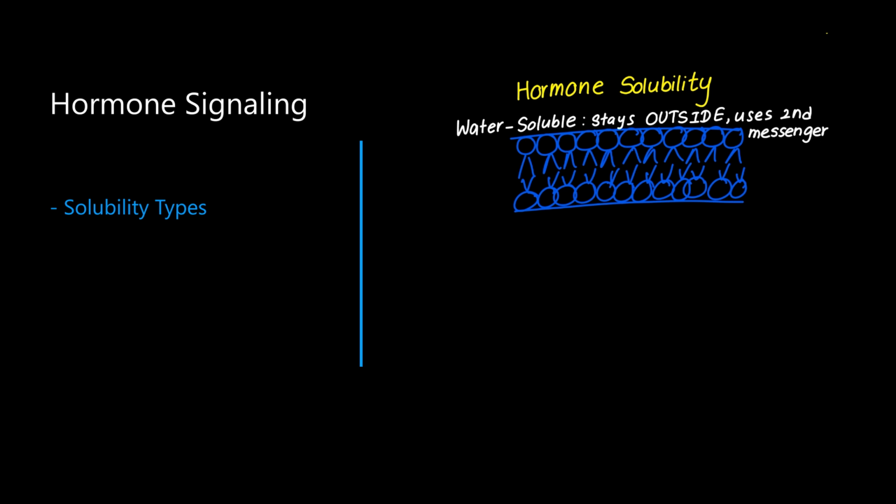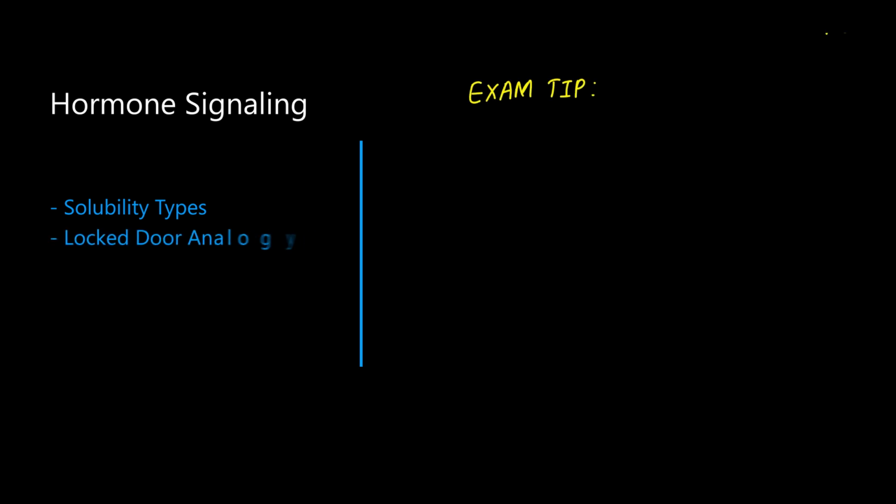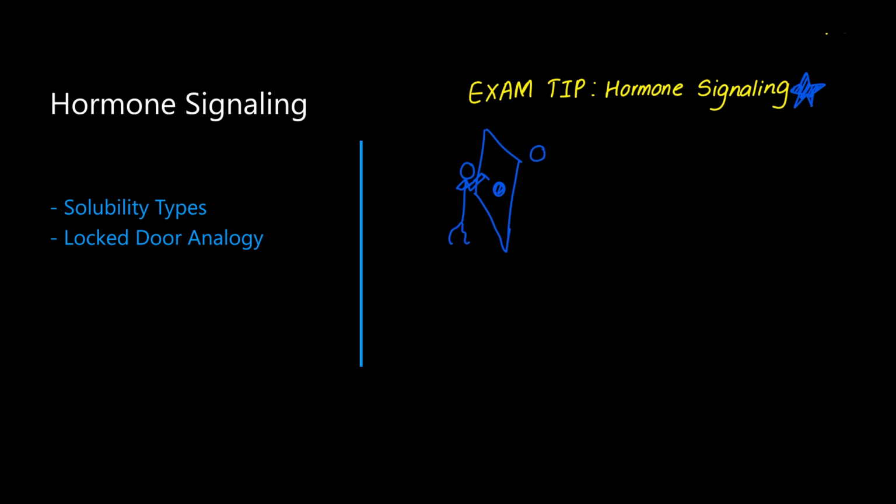Lipid-soluble hormones, usually built from cholesterol, pass right through the membrane and bind receptors inside the cell, often directly changing gene expression in the nucleus. The difference in signaling mechanism between these two hormone types is a frequent exam topic. Water-soluble stays outside the membrane and uses a second messenger relay. Lipid-soluble passes through the membrane and acts directly on the nucleus.